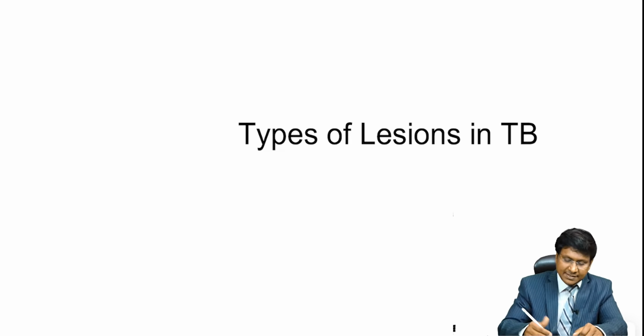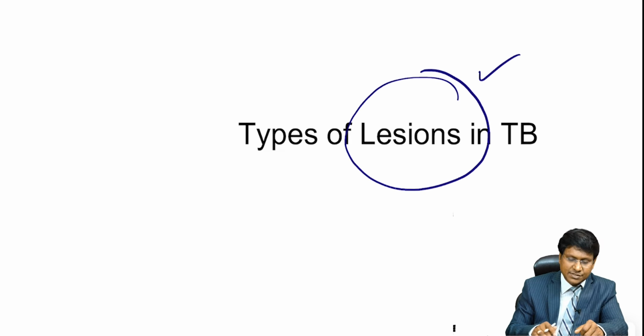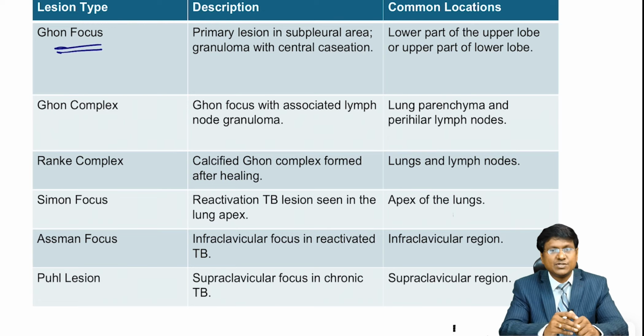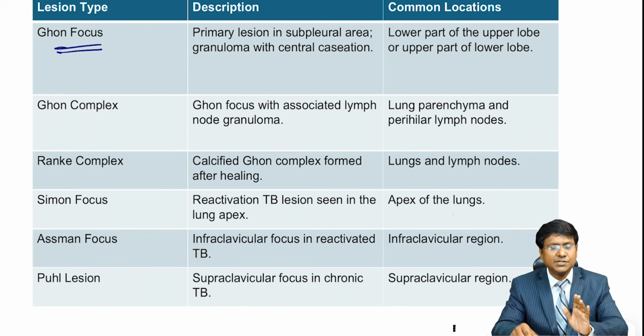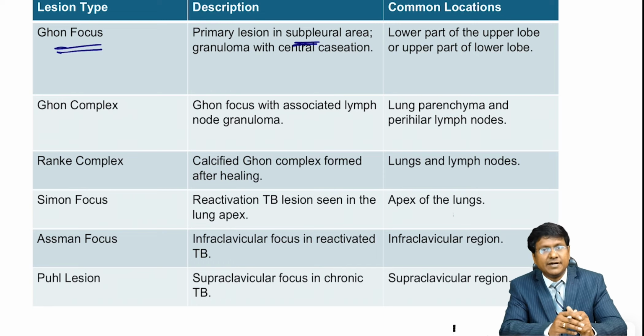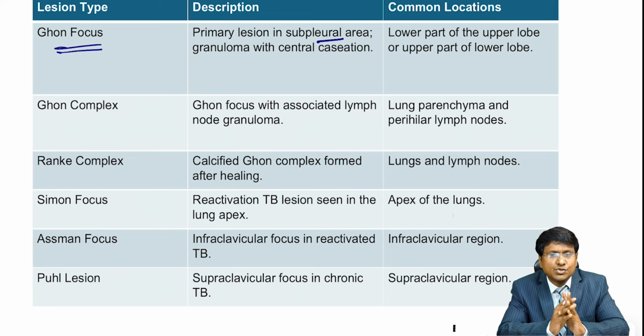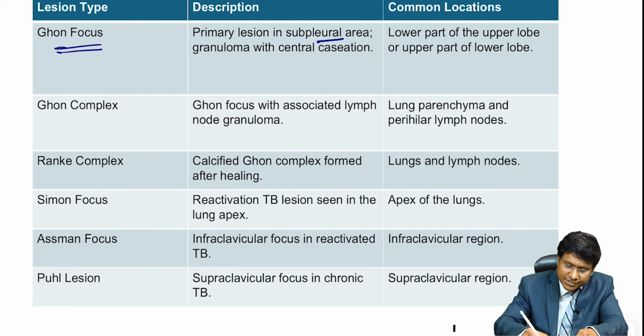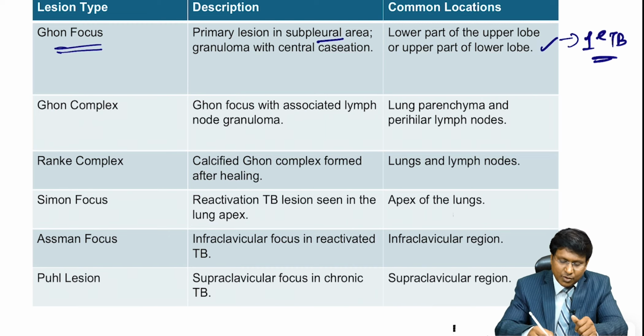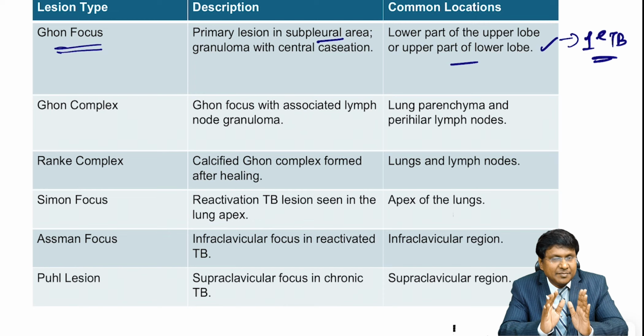Then coming to the lesions that we come across in tuberculosis, one very important lesion is Ghon's focus. Now where do you see this Ghon's focus? It is commonly observed in the subpleural region, right? The Ghon's focus is in the subpleural area. Now what is the most common site for the Ghon's focus in primary tuberculosis? It will be the lower part of the upper lobe or the upper part of the lower lobe. That is the most common site for Ghon's focus. And what does the Ghon's focus contain? Attenuated bacilli, and also caseating granuloma.